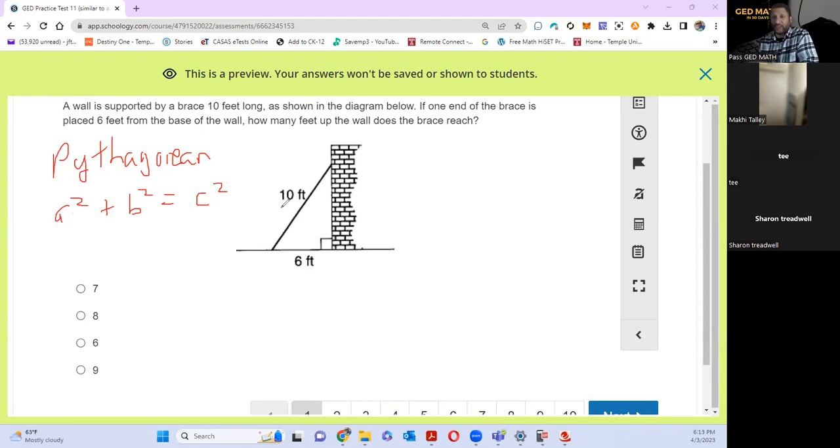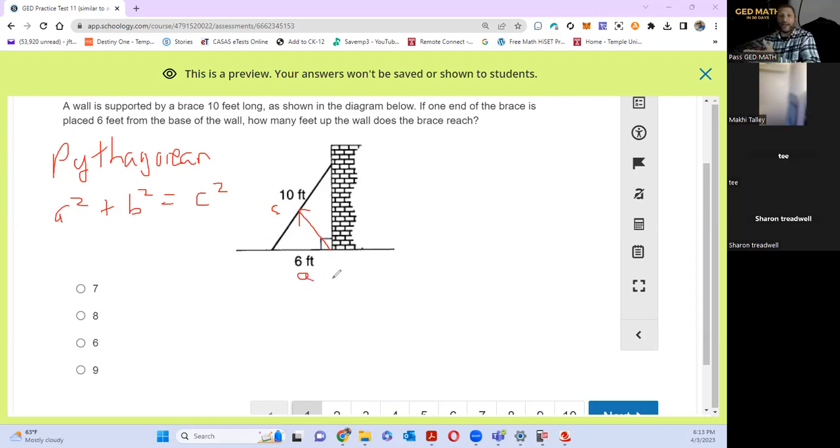How would I solve this? Well, it looked like A and C. Correct. Why? Because this is my right angle, and the side opposite my right angle is always C, the hypotenuse. It doesn't matter what you call the other leg. You call it A, you call it B, it doesn't matter. So I'm going to call it A.